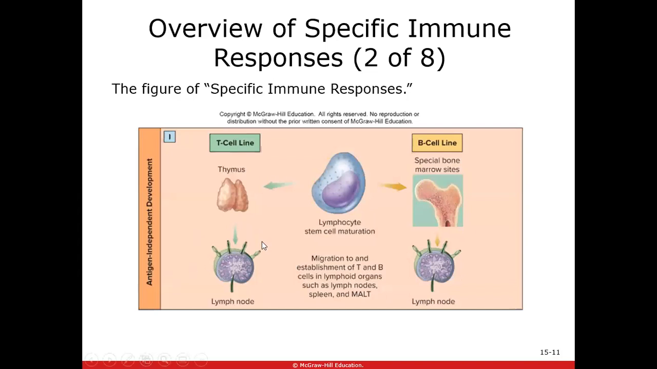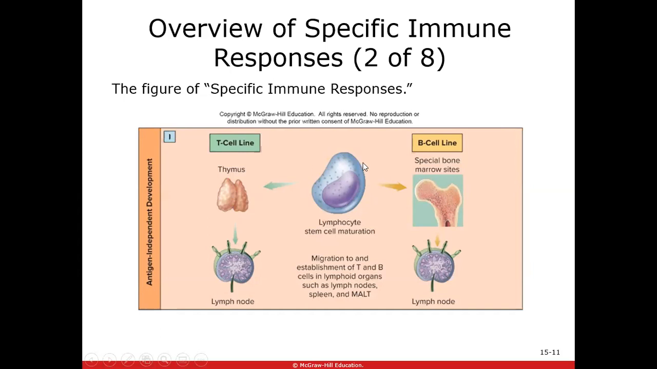This is the lymphocyte. We'll have other slides that describe this. This lymphocyte is made in the bone marrow. Some of them will go to the thymus. That's the T cell line. They mature in the thymus, and now you'll have a T lymphocyte. Then it goes to the lymph node or other lymphoid organs. So that's T lymphocytes.